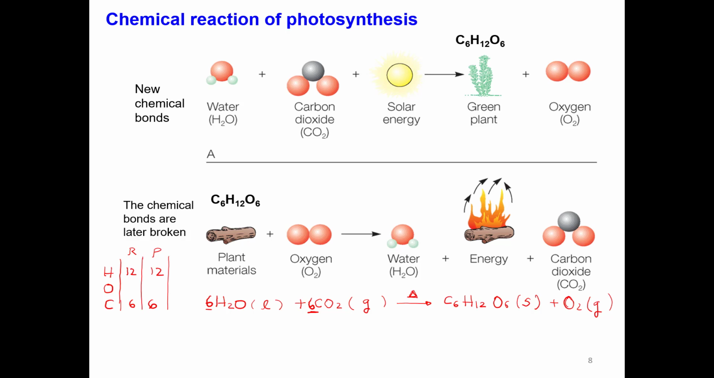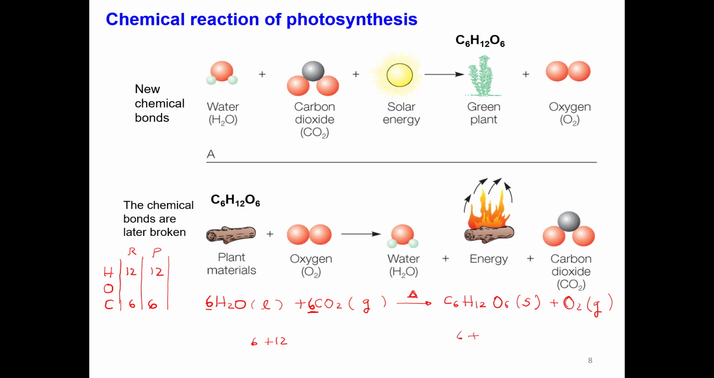We had 6. 6 times 2 is 12. Yes, 6 times 1 is 6. 6 plus 6 times 2 is 12. Then we had 18 on this side. Let's see how many we had on the other side. We had 6 oxygen. We had 6 here plus, but we had just 2 here.